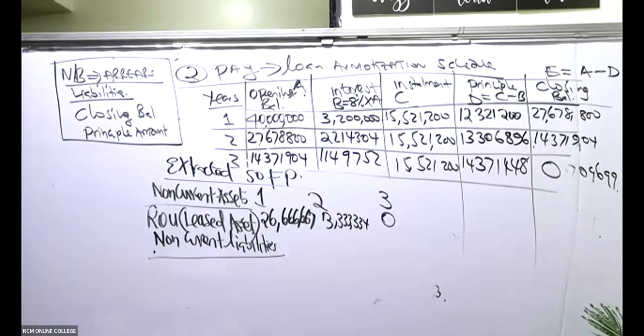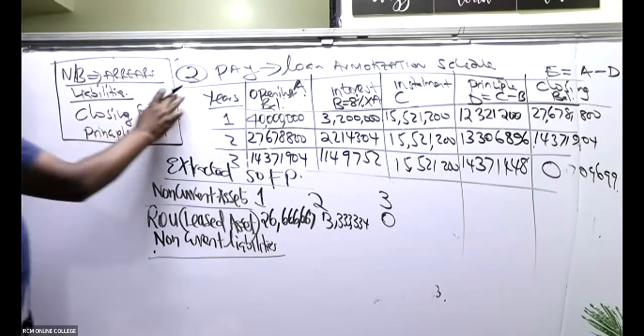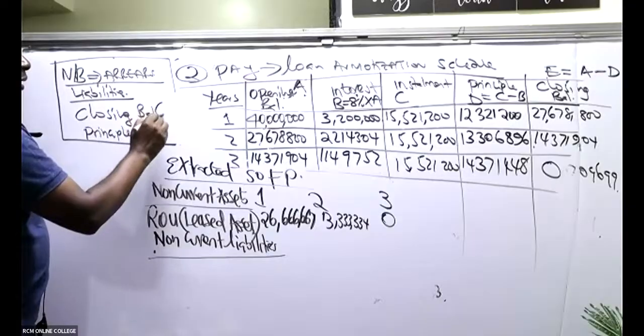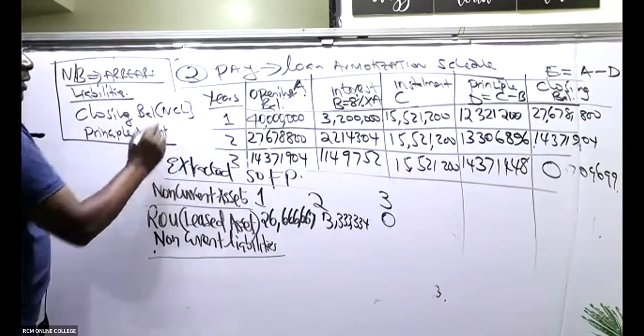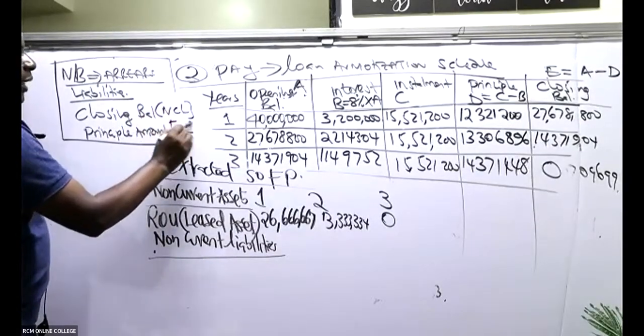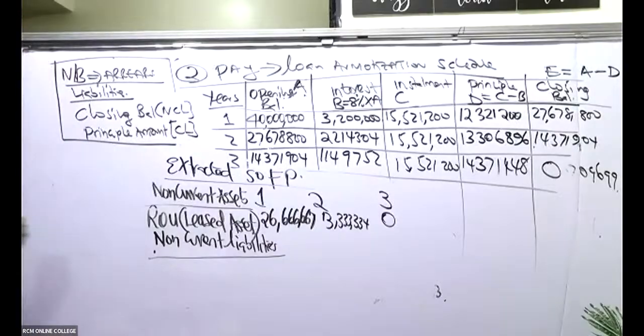Note, if these rental payments are being made in arrears, like in our question, they are in arrears, then for liabilities, we shall have this closing balance and the principal amount. So this closing balance will be for the non-current liability. And this one here will be for the current liability.